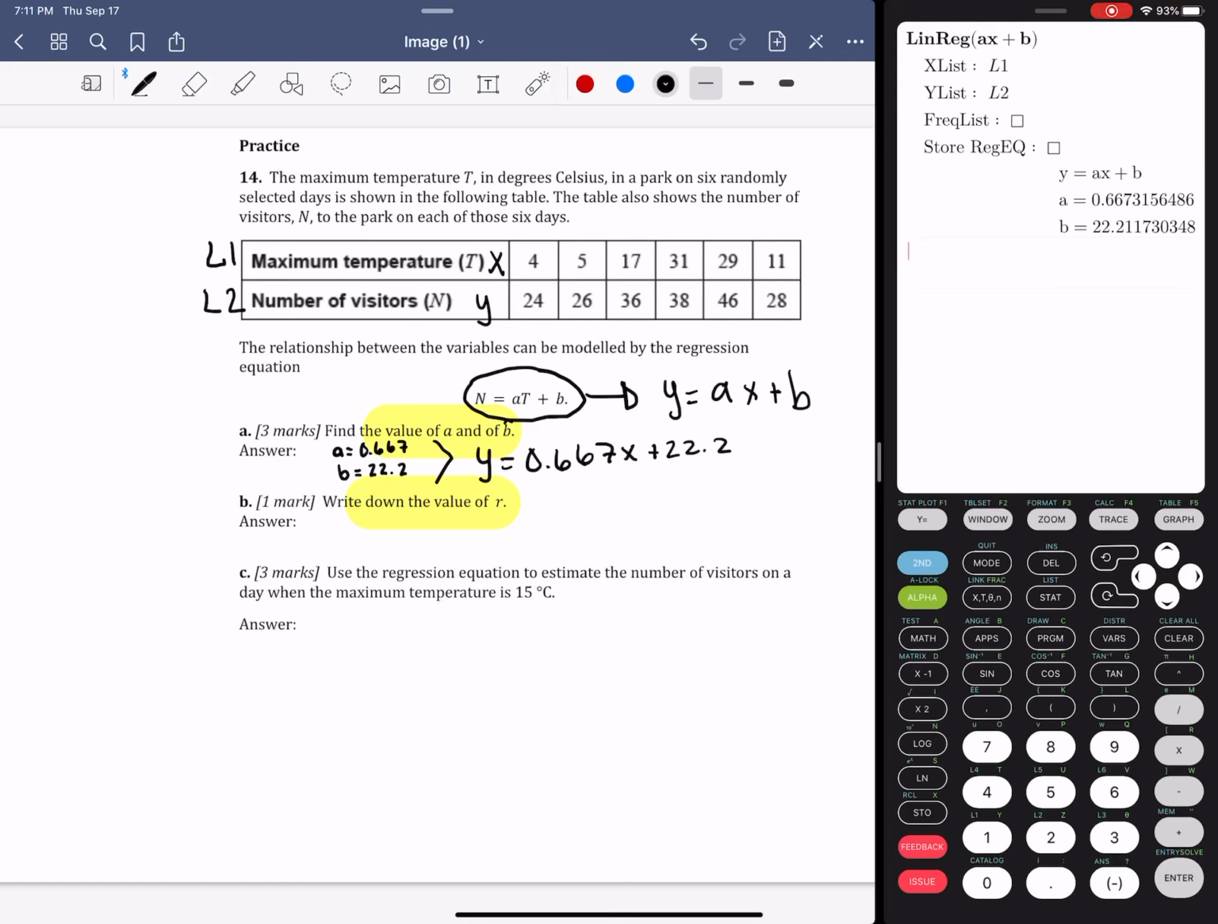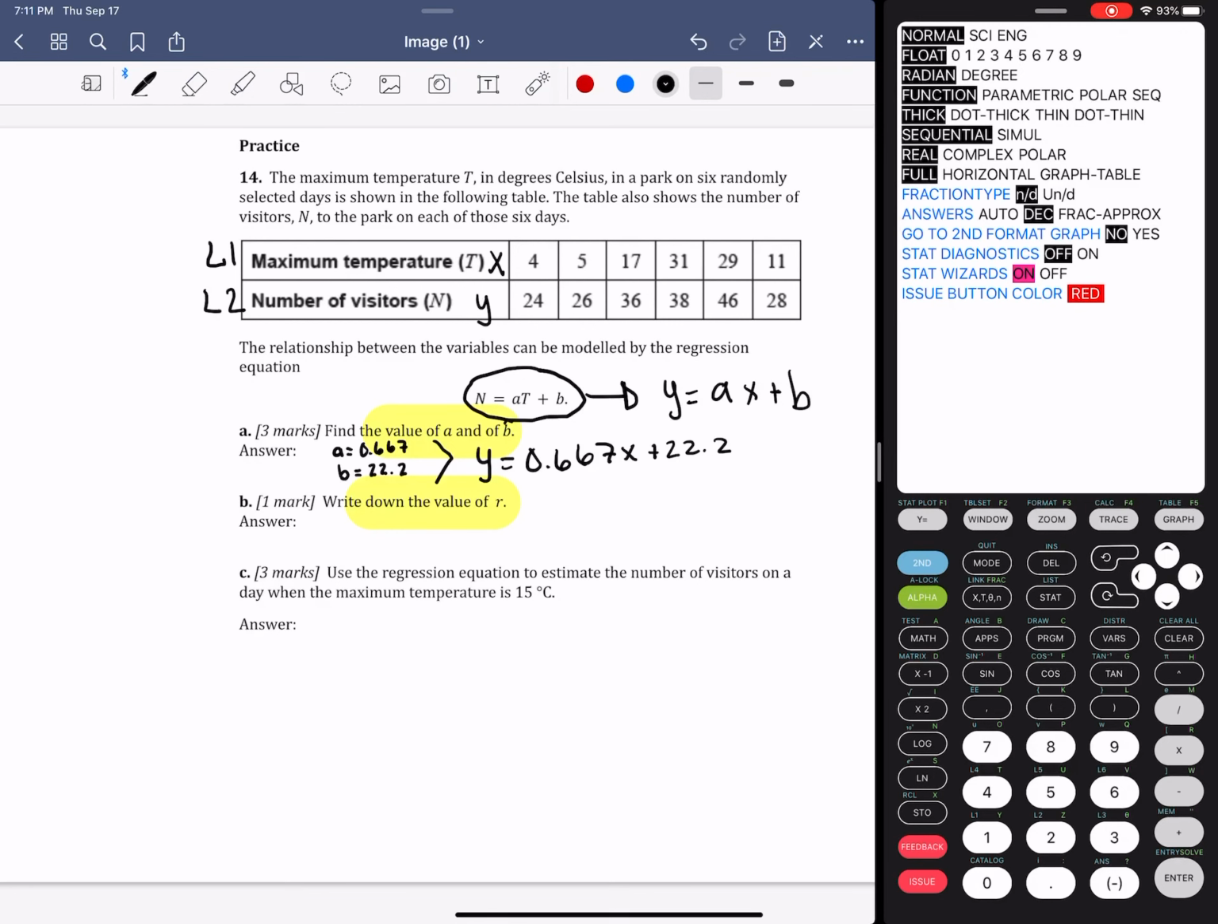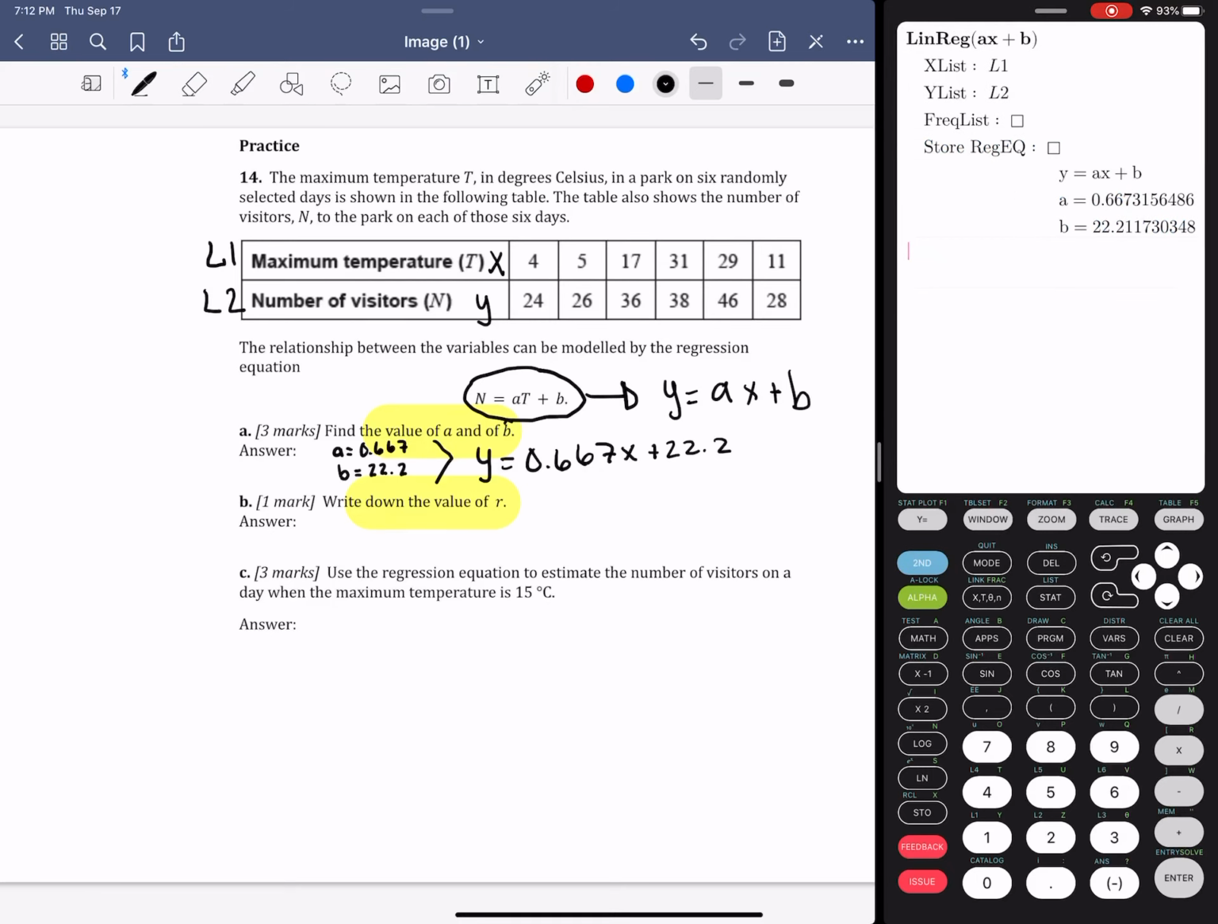Now, I was able to find the answer for A and B, but where's my R value? Well, this is what you have to do to get that R. We are going to press mode, which is next to the blue button second. And the next thing you have to look for is something called stat diagnostics. When you went to mode, you were probably on normal. So I'm going to go down all the way to stat diagnostics. Do you see how it's off? Well, I'm going to turn that on. Now that it's on, I'm going to exit, so I'm going to press second mode, and that brings me back to my main page.